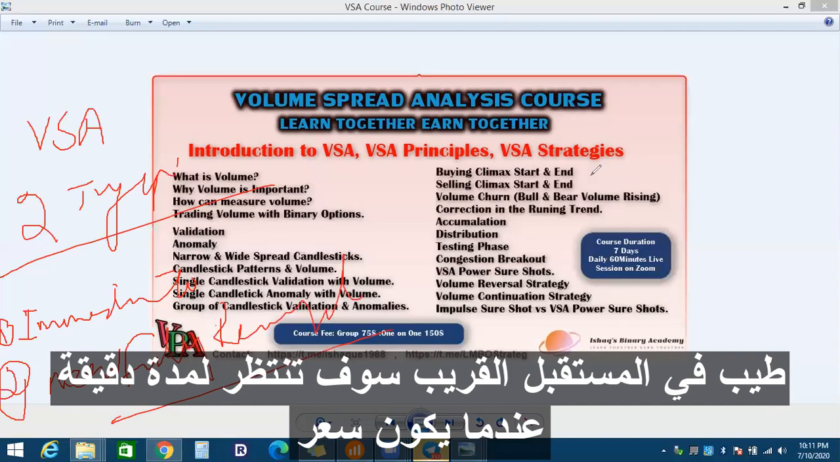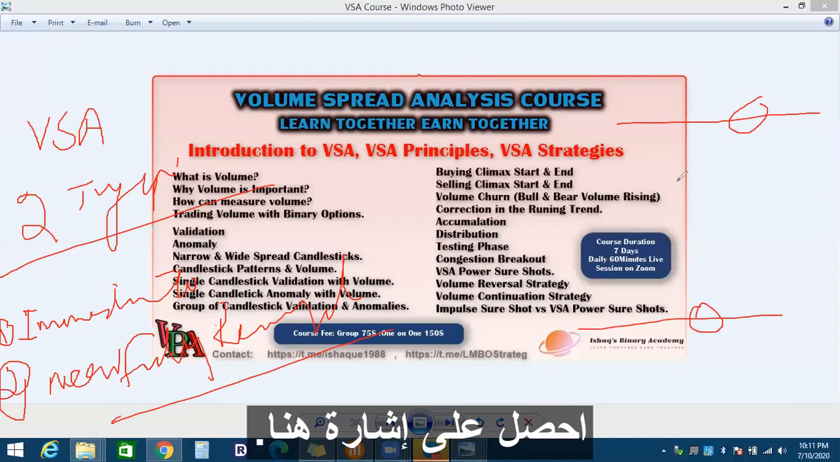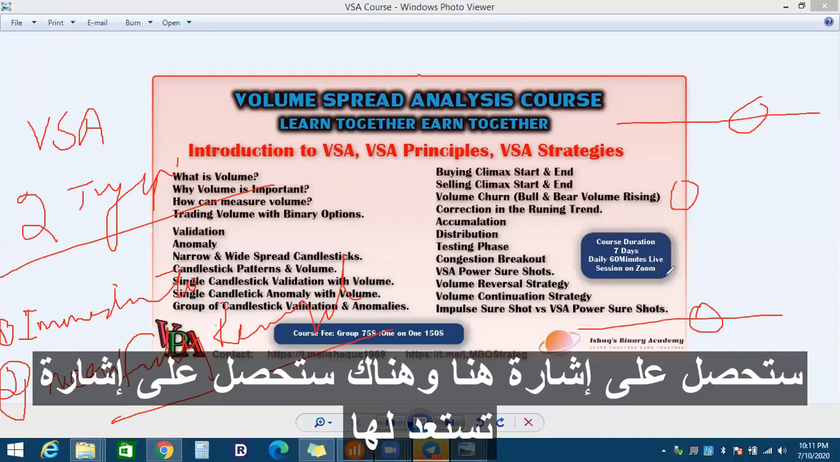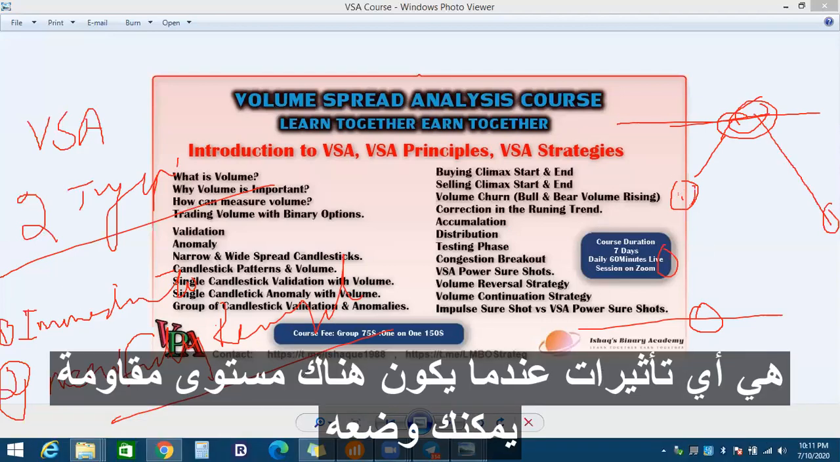So when some signals appear, you will wait for 1 to 2 minutes. When the price reaches the resistance or the support level, then you have to place the order at the resistance or the support. It means you will get a signal here, and here. On these areas, you will get a signal. You prepare for 2 minutes. When the price reaches the resistance, then you place the order. It will go down. But some signals have immediate effects.